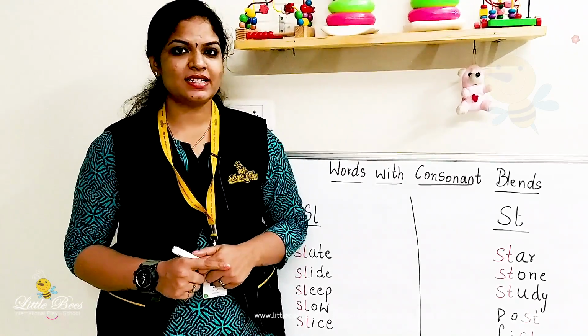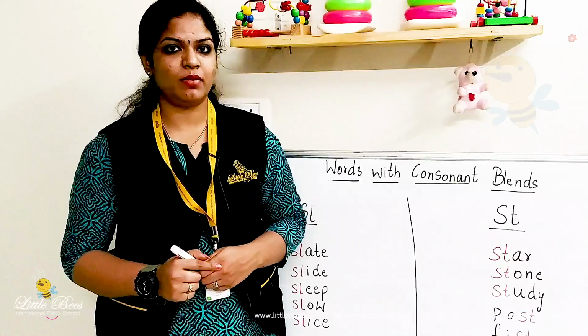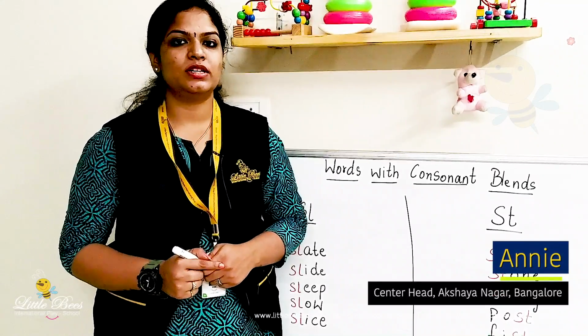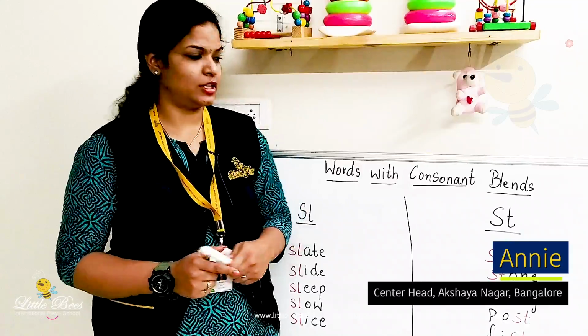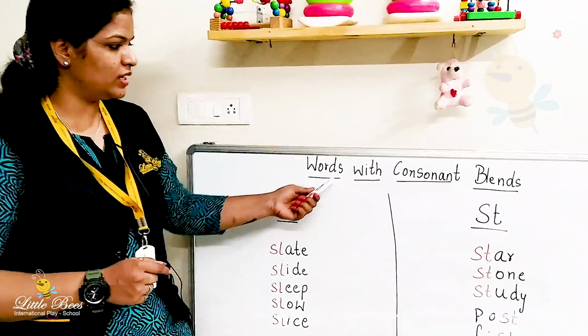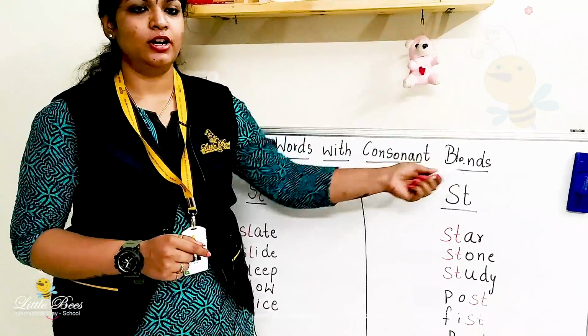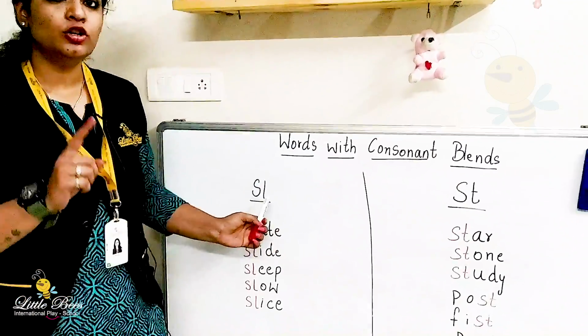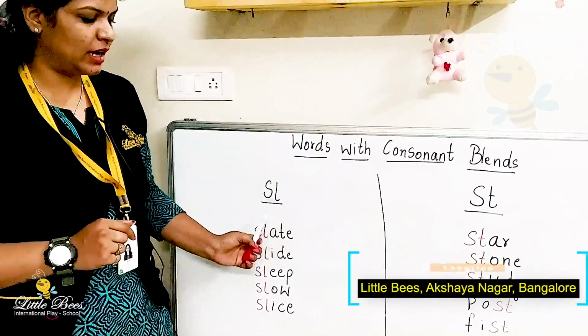What did we learn last class? Last class we learnt about word family A, E, I, O, U. So we saw the word families of vowels. Today we will be reading words with consonant blend. Words with consonant blend. So here we will blend two letters and make a sound.